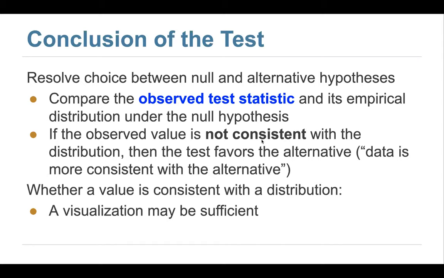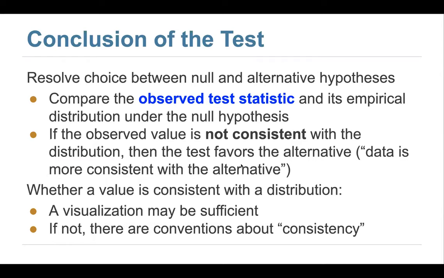To decide whether a value is consistent with the distribution, the visualization may be sufficient. So far for us, the visualization has been enough. We can just look at the histogram and see that our value was really far off the histogram, or right in the middle. But there might be situations where it's not that clear cut. In that case, there are some standards that we have, which we'll go over in the next lecture.